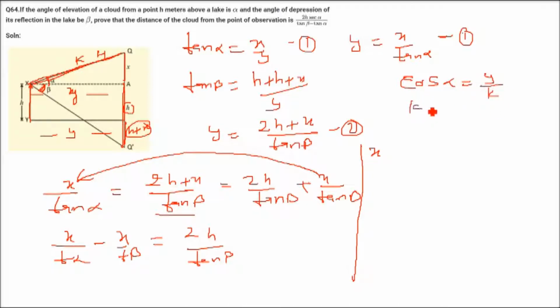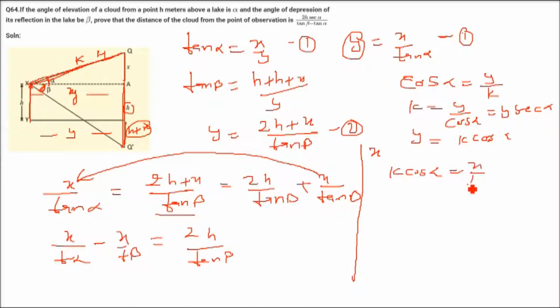So k can be written as y by cos alpha, that is y sec alpha. I'll put y as k cos alpha here, and I will eliminate the x. So I'm putting y as k cos alpha equal to x by tan alpha.